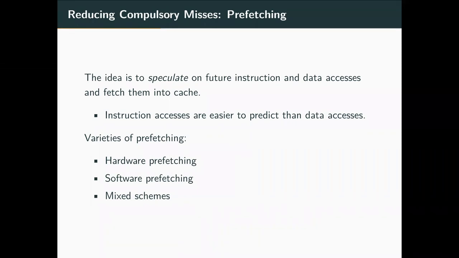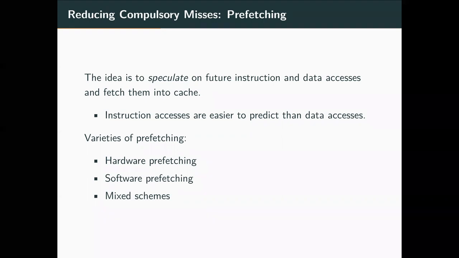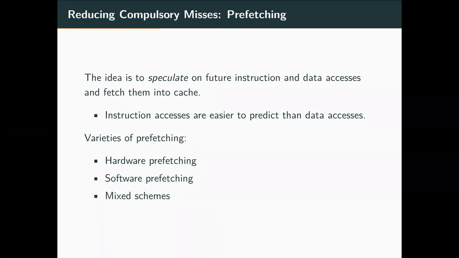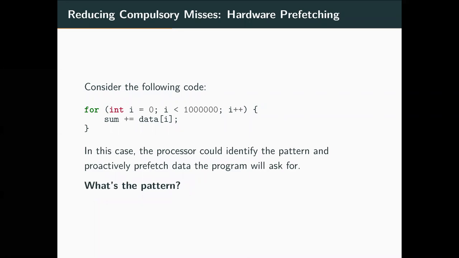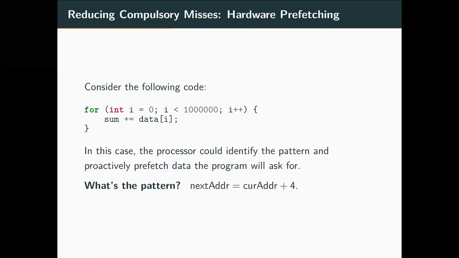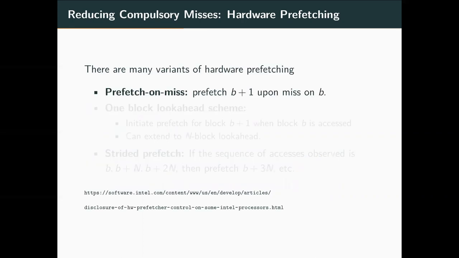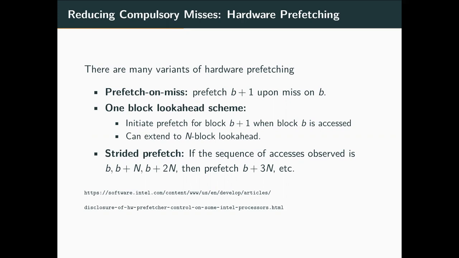The other thing that we touched on a lot was this prefetching idea, where we basically speculate what accesses we will observe in the future. We can do this either in hardware or in software or using some mixed scheme. And that allows us to pull in the data before we actually need it. So we looked at some code where it's pretty easy for the hardware to figure out what the step is. In this case, it's just every integer, so every 4 bytes. And we looked at a few different kinds of prefetching that can be enabled in hardware. We looked at this article as well.